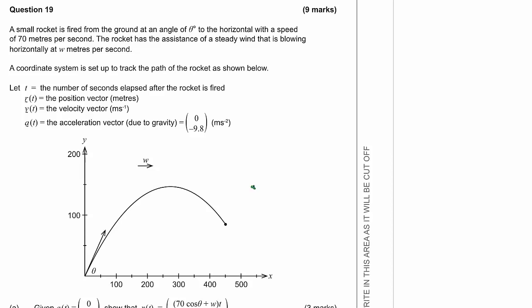But if we think about the initial velocity, so that is 70, and this angle is theta. So resolving, in other words using trigonometry, this one is the adjacent, so therefore we've got 70 cos theta that way, and this one up here would be the opposite to theta, and therefore that's 70 sine theta in that direction.